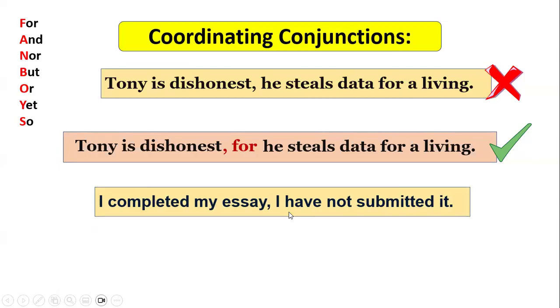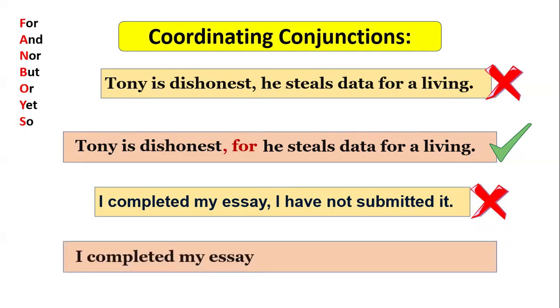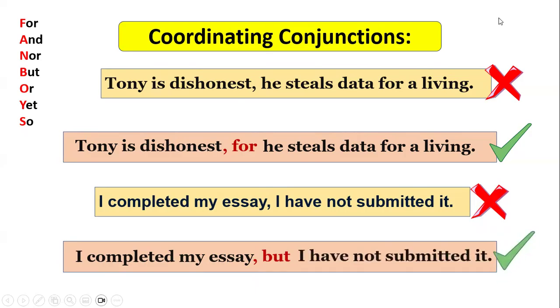I completed my essay, comma, this is a comma splice. I have not submitted it. So the correct word to use here is, in my opinion, but. Okay, you could also use yet, it's okay. I completed my essay, but I have not submitted it.